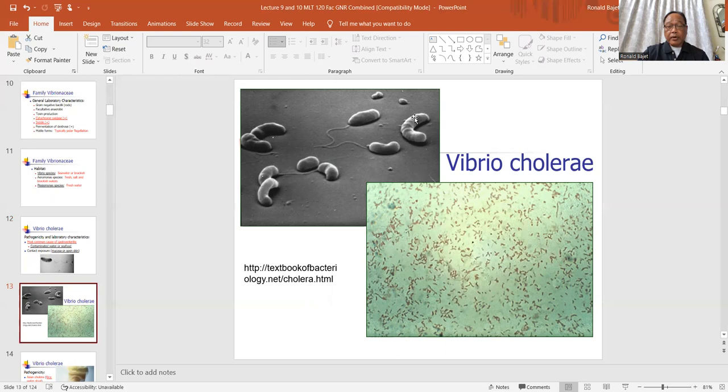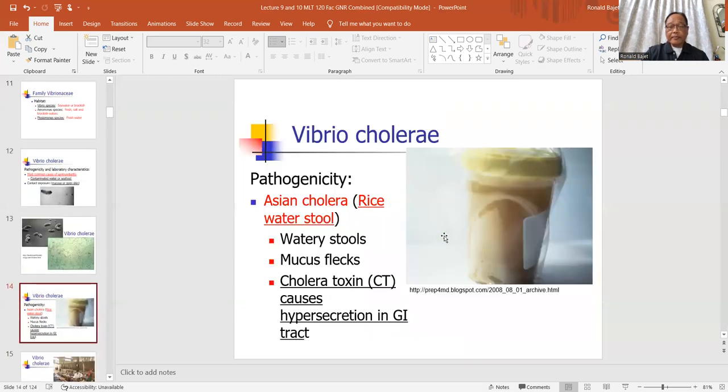They're like commas or slight C-shaped, or they kind of look like sausages, okay? Sausages when they're cooked. All right, so Vibrio cholera, you see sausages, those are Vibrio species.